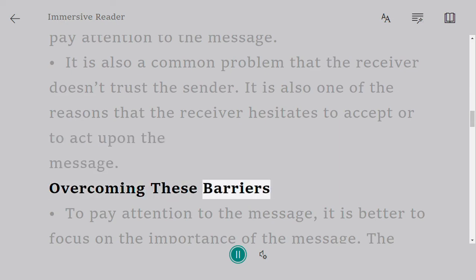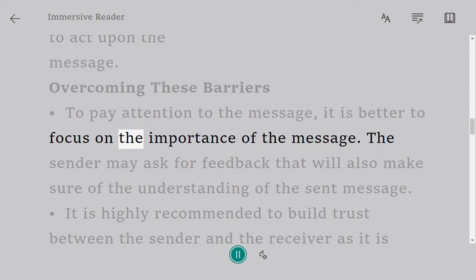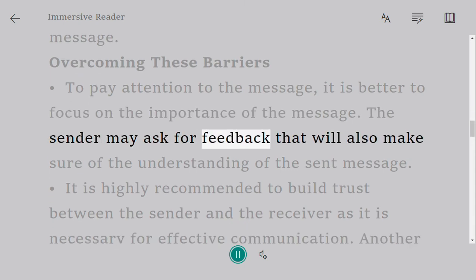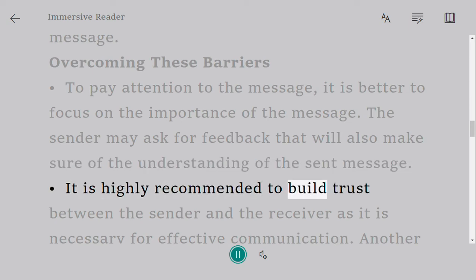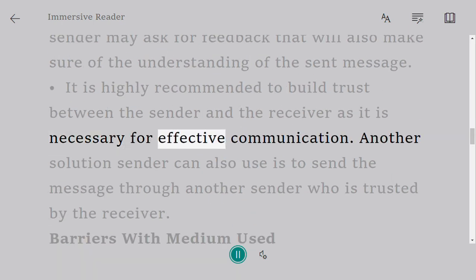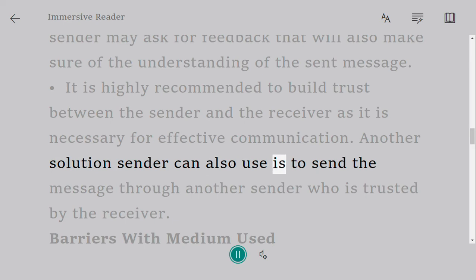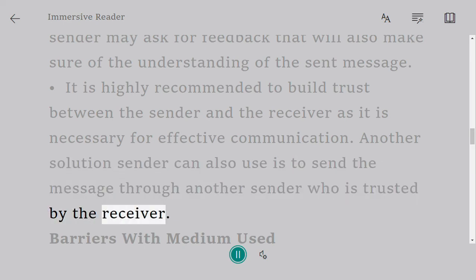Overcoming these barriers. To pay attention to the message, it is better to focus on the importance of the message. The sender may ask for feedback that will also make sure of the understanding of the sent message. It is highly recommended to build trust between the sender and the receiver, as it is necessary for effective communication. Another solution the sender can use is to send the message through another sender who is trusted by the receiver.